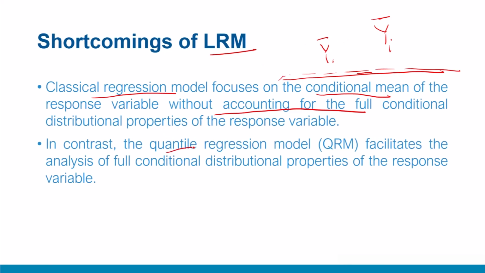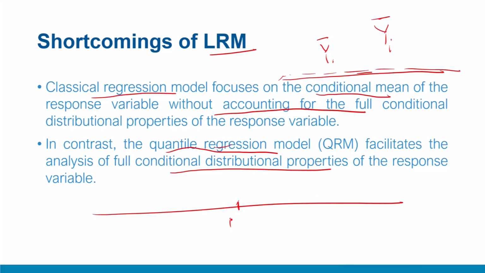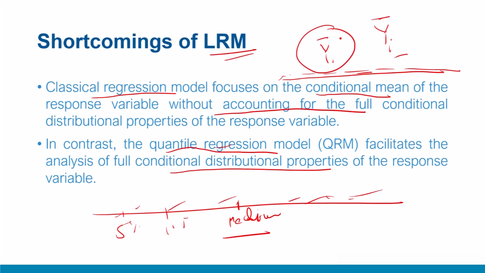In contrast, the quantile regression model facilitates the analysis of conditional distributional properties of response variables. So with the quantile regression model, not only are you interested in the median value, which corresponds to the mean, although different, but you're also looking at other quantiles, for example, 5 percentile, 10 percentile. It gives you the flexibility to estimate the response variable across different quantiles, unlike the linear regression model, which is focused totally on the mean.